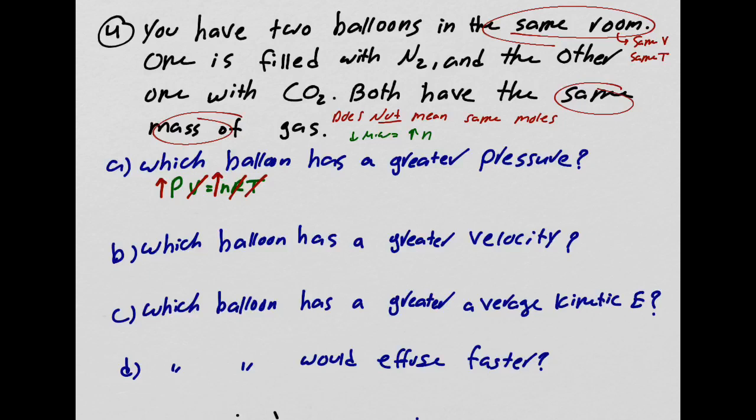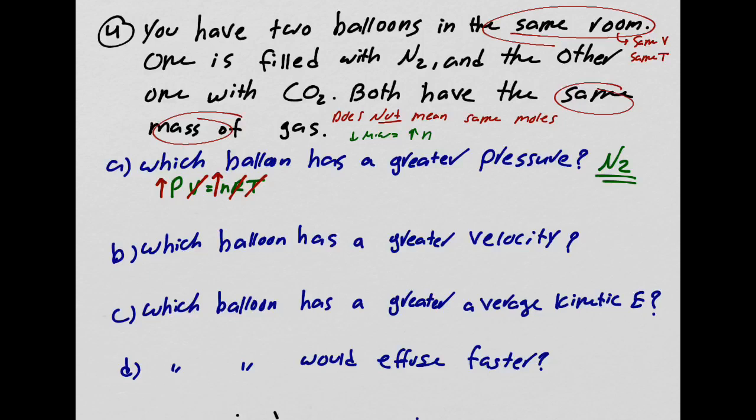You can also make up numbers for yourself. They have the same mass. Let's say they both have 10 grams of N2 and CO2, converted to moles. See which one would have the higher number of moles. And in this case, it would be N2, because N2 is going to have the higher number of moles since it has a lower molecular weight and a higher pressure.